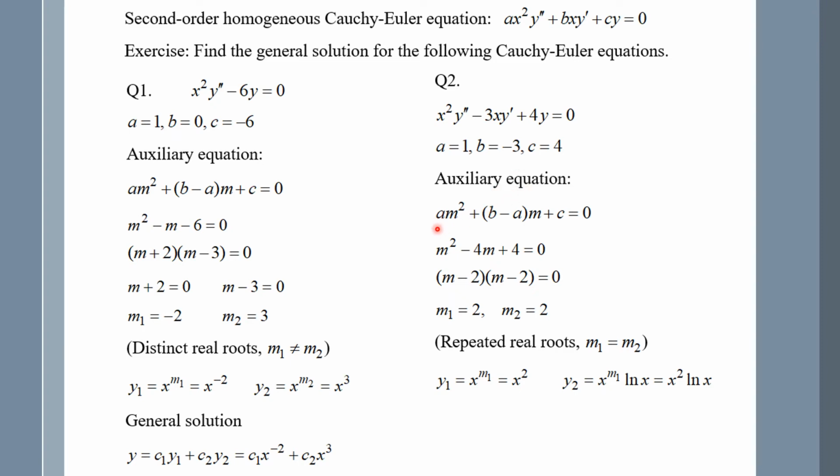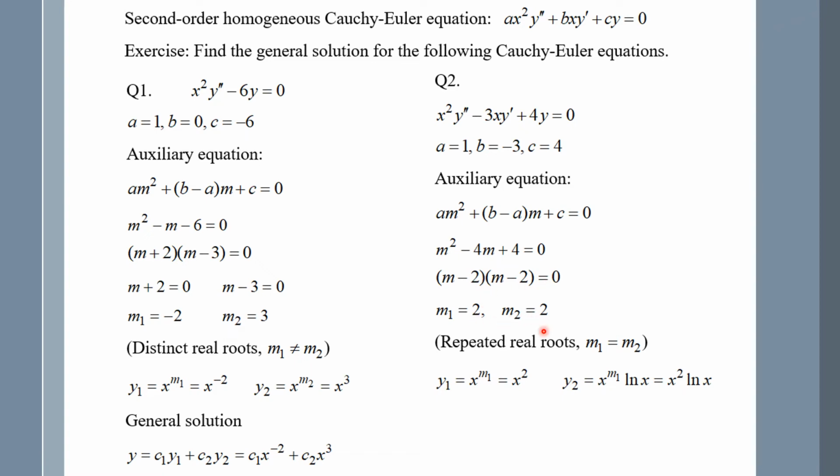So a equals 1, so we get m squared. b minus a, meaning negative 3 minus 1, gives us negative 4. And c equals 4. So the corresponding auxiliary equation is m squared minus 4m plus 4 equals 0. The left side of the equation can be factorized into the product of m minus 2 times m minus 2. When we solve this equation, we get two roots, and they are both equal to 2.